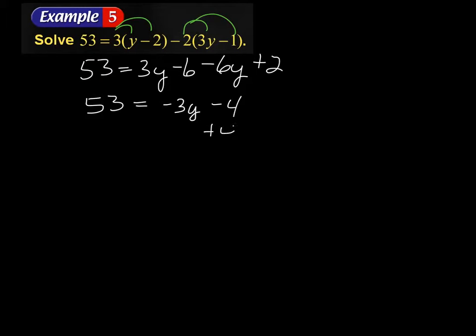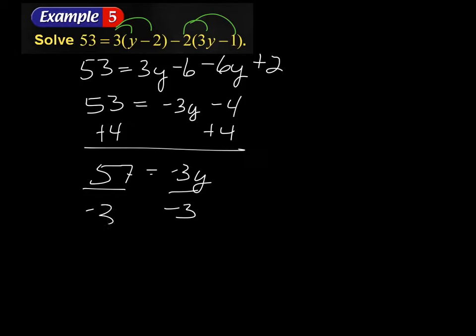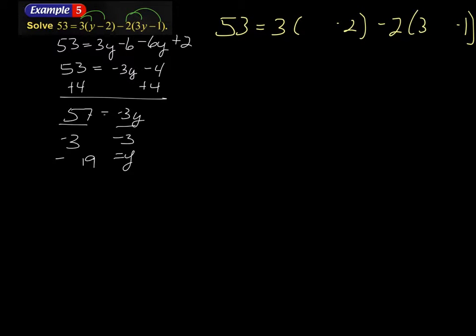I'm going to add 4 to both sides of the equation. And I have 57 equals negative 3y. Divide both sides by negative 3. And I get y equals negative 19. And to check, we're going to take negative 19 and substitute it in for y into our original equation every place there was a y.